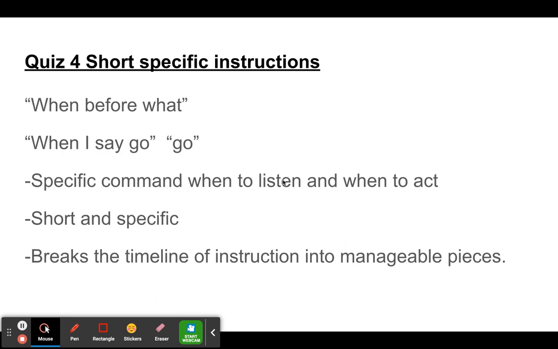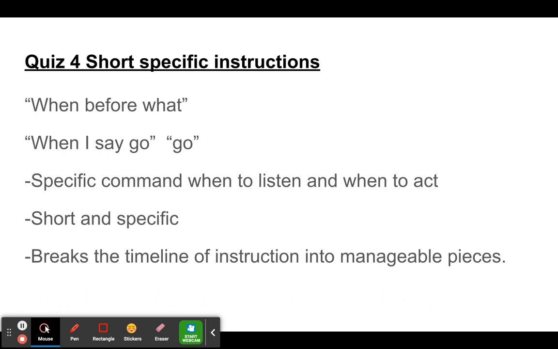Okay, and what that does is give the specific command when to listen and when to act. That's very, very important. The reason why it's important is because you're breaking up the timeline of instruction into smaller pieces, and you're breaking your instructions down so they can be manageable.